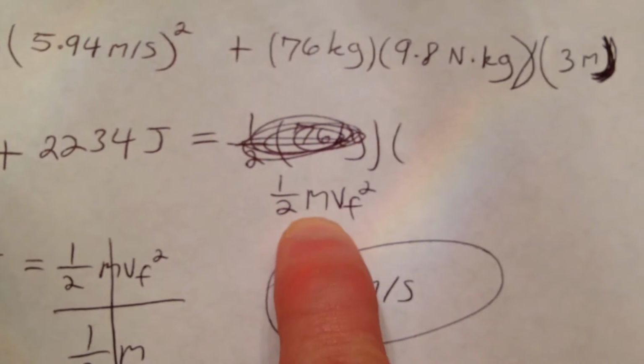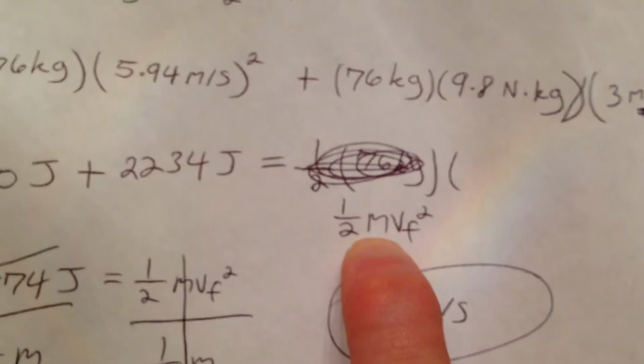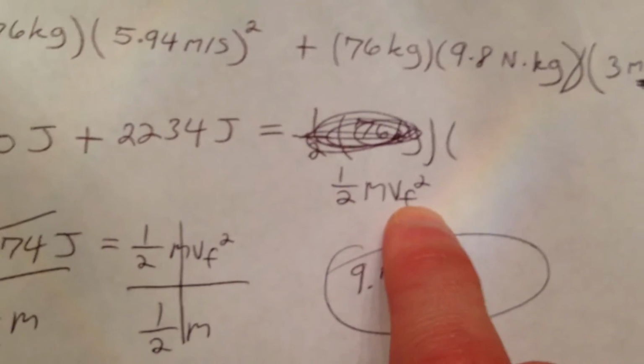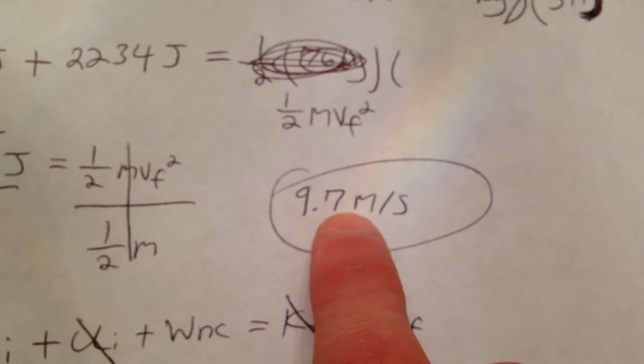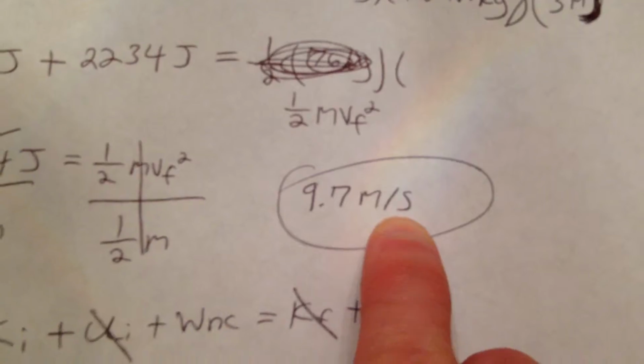Now we would set that equal to this, which is the final kinetic energy. That's the equation for that. And we want to know what Vf squared is, so we get that on one side and take the square root. So A happens to be 9.7 meters per second.